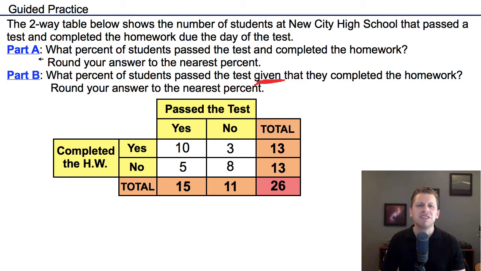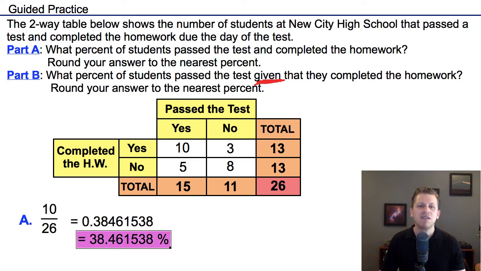Part A is the probability of a single event, much like we did last time. It says what percent of students passed the test and completed the homework. Well, first we want to find the number of students that passed the test and completed the homework. That's these 10, out of the total number of students, 26, and that would be our exact probability. Here they want it as a percent, so first divide to make it a decimal, then multiply by 100 to make it a percent, and rounding to the nearest percent, 38% of the students at New City High School passed the test and completed the homework.